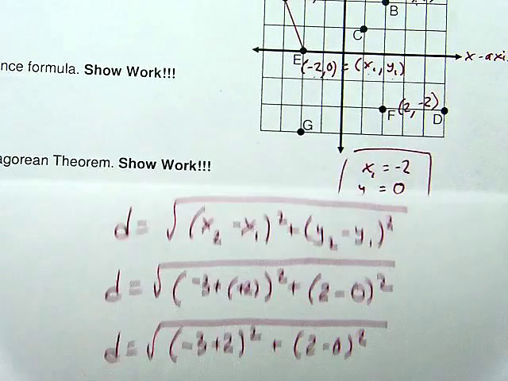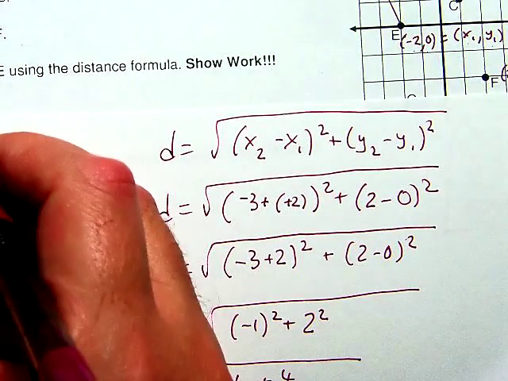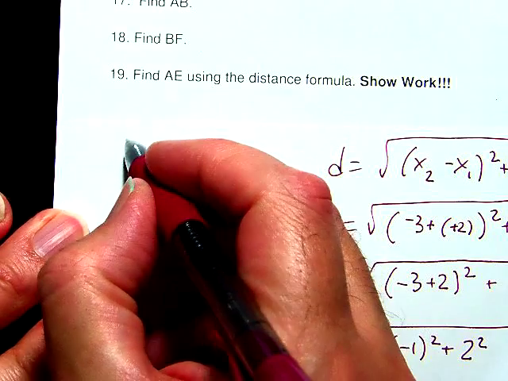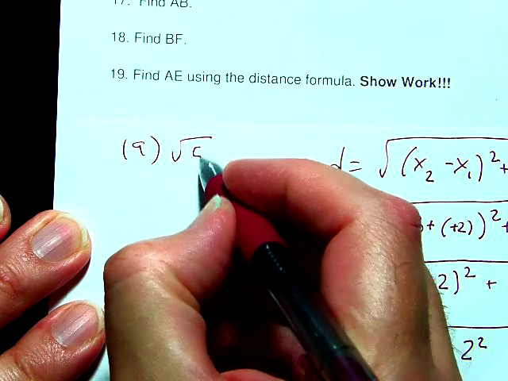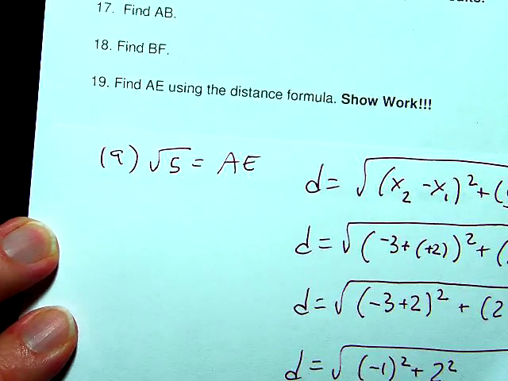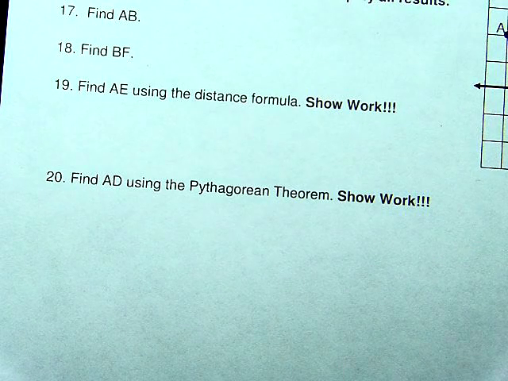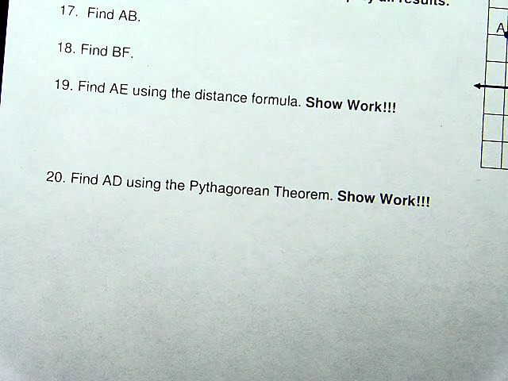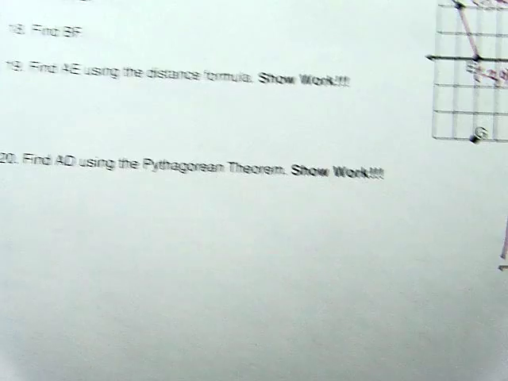So the answer to number 19 is the square root of 5 equals AE. That is the distance of AE. And now let's go on to number 20. Question number 20 asks us to find AD using the Pythagorean theorem and to show our work.